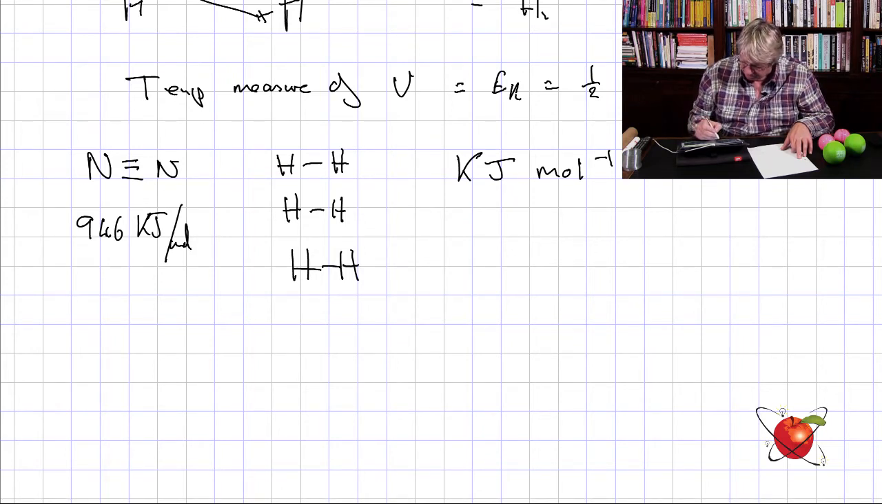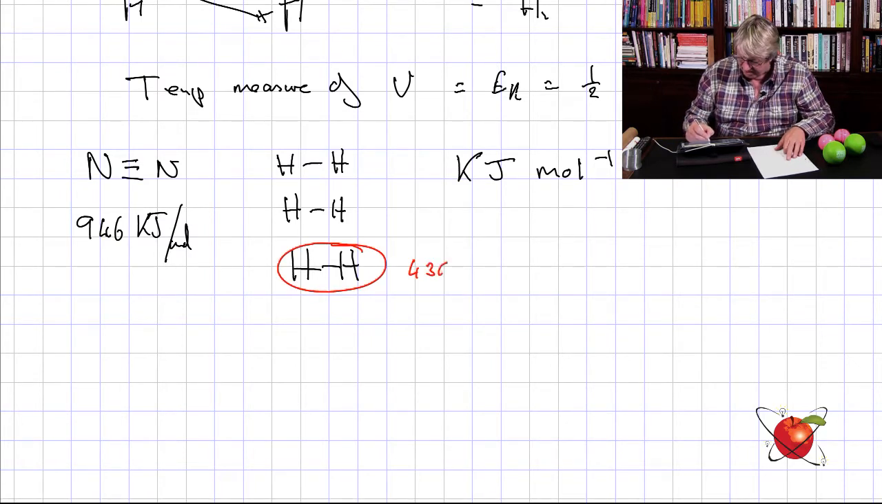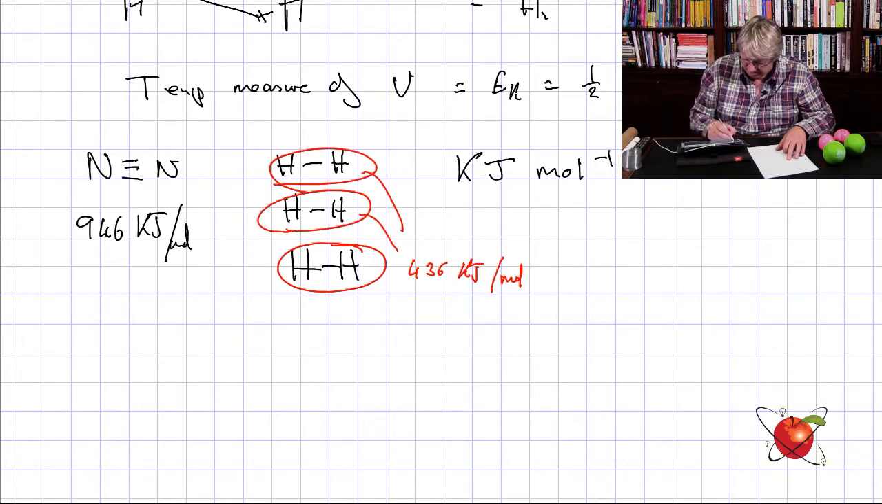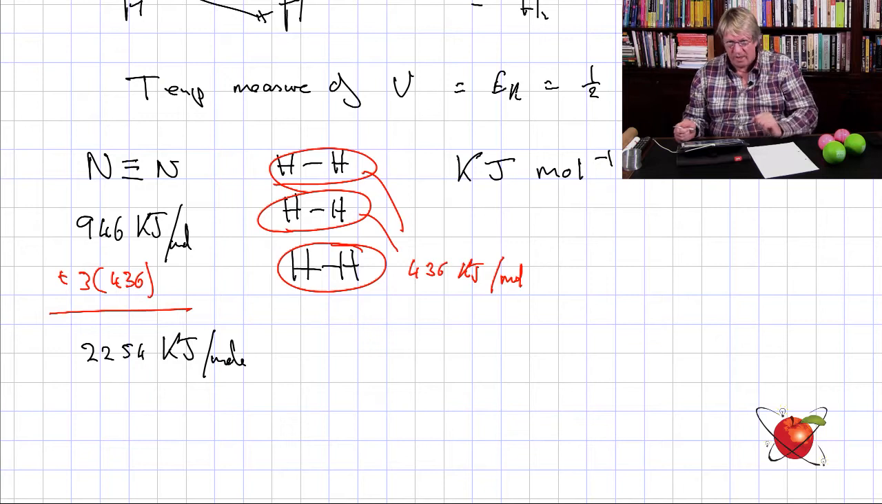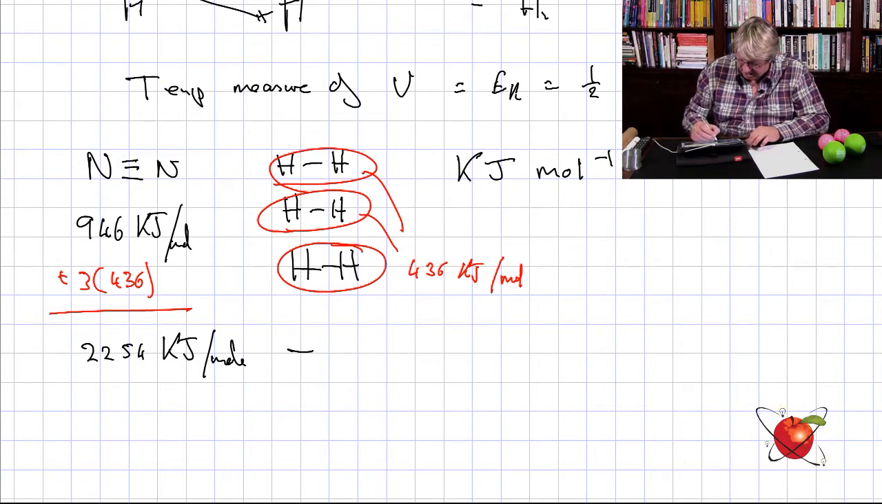Now let's have a look. To break a hydrogen bond is 436 kilojoules per mole. But hold on, we've got to break apart 3 of them, haven't we? So it's going to be plus 3 times 436. Let's get it back to the black. The total comes out as 2254 kilojoules per mole. Okay, so where are we now? This is the energy added, right?